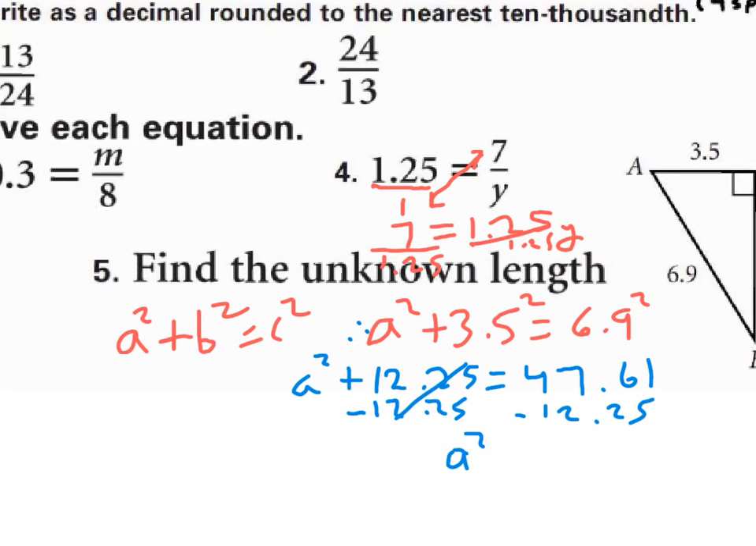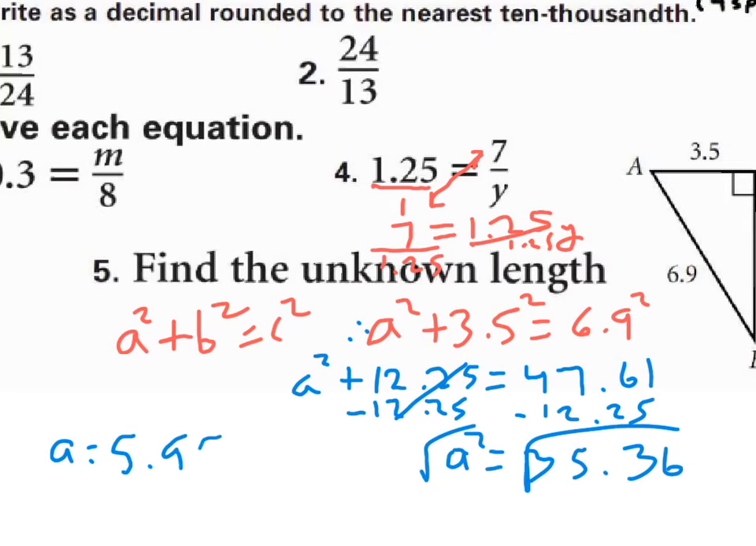And your last step, when you have a squared, is to square root. So a is 5.95. Good. Next page.